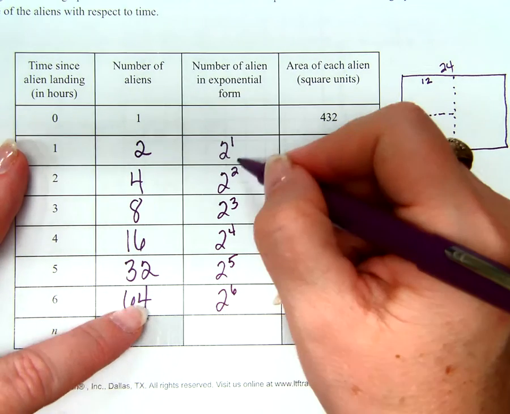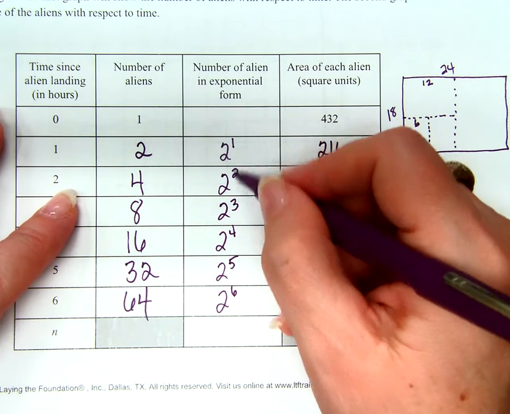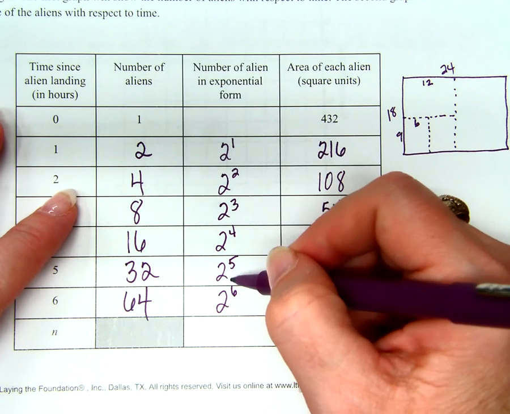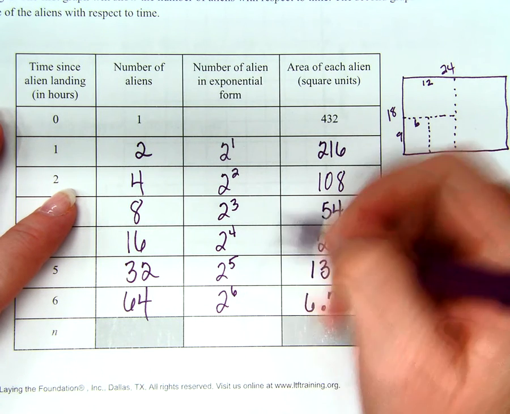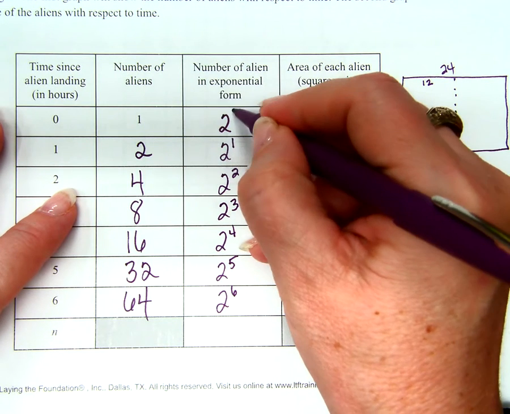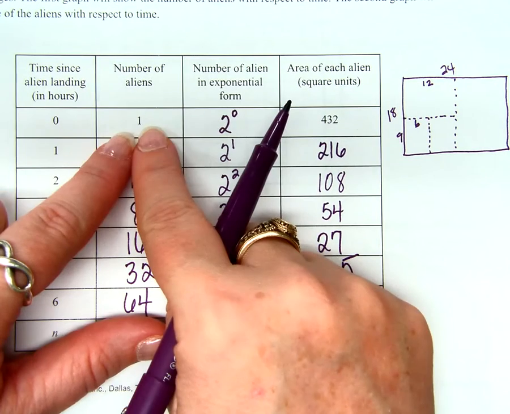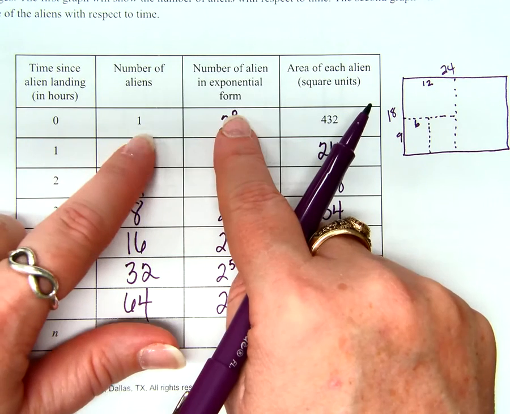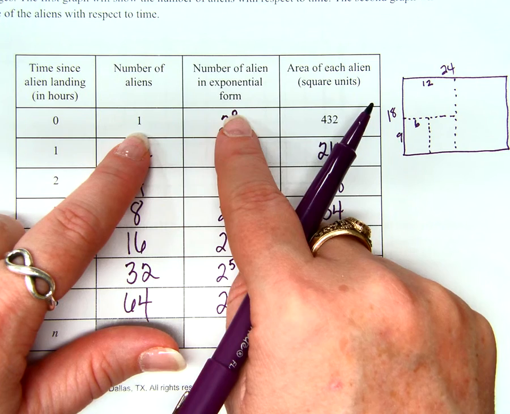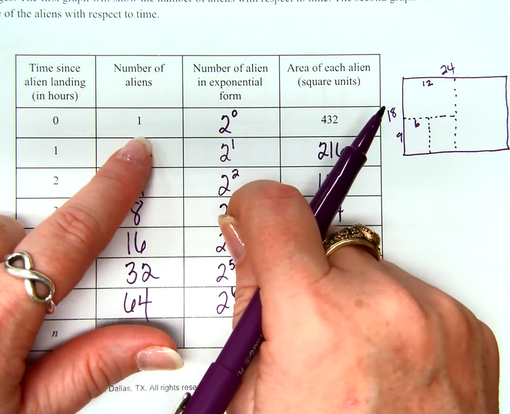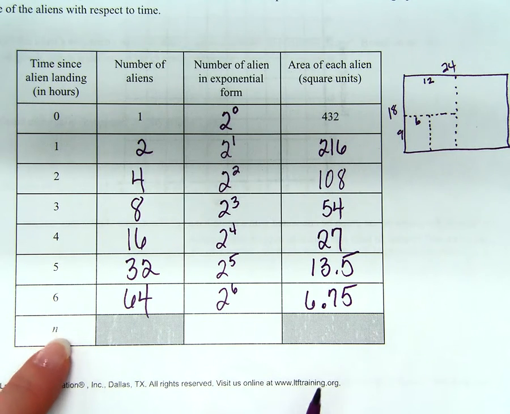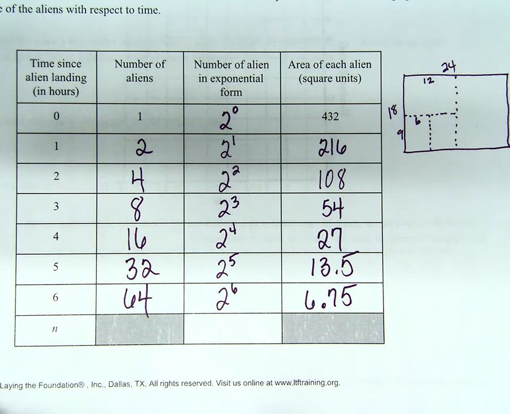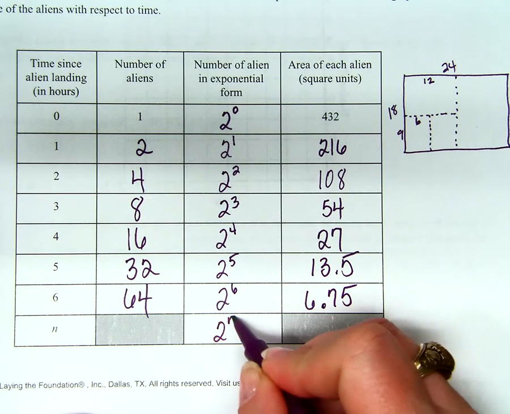6. Well, what kind of pattern is happening here with these exponents? It's just increasing by 1, isn't it? So then what should this one be? To the 0. Does that make sense in the context of the problem? Is 2 to the 0 power 1? Yes, because anything to the 0 power is 1, right? Okay, so are you okay with that? Then tell me, if there's n hours since we landed, what is the number of aliens in exponential form? 2 to the n power. Excellent.